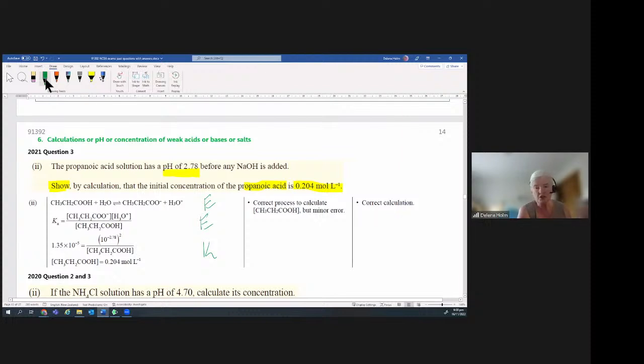That means you're going to write the correct expression, because if you have a Ka expression, you must have the H3O plus in the equation. If you don't, it's not a Ka expression. Similarly, if you were doing a Kb expression, if you don't have OH minus in it, you haven't got a Kb expression. So that's fairly straightforward. It goes normally to achieved or merit level. It depends on the year what happens.